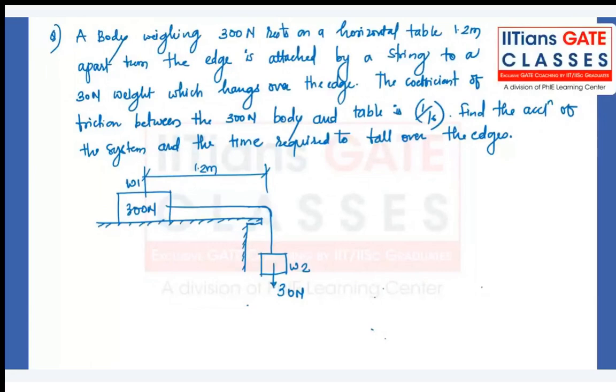Try to solve it. Acceleration of the system and time. Acceleration should be in meter per second square, and time is in second. Abhishek, no, the answer is not correct. Can you check again? Spend some time. Something is wrong. Check once again.